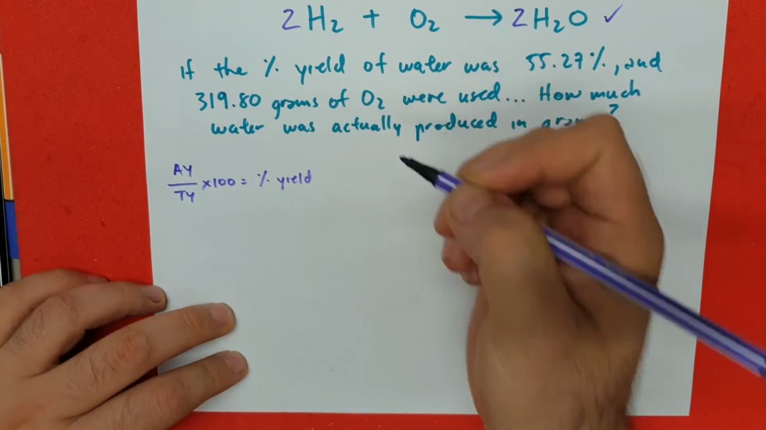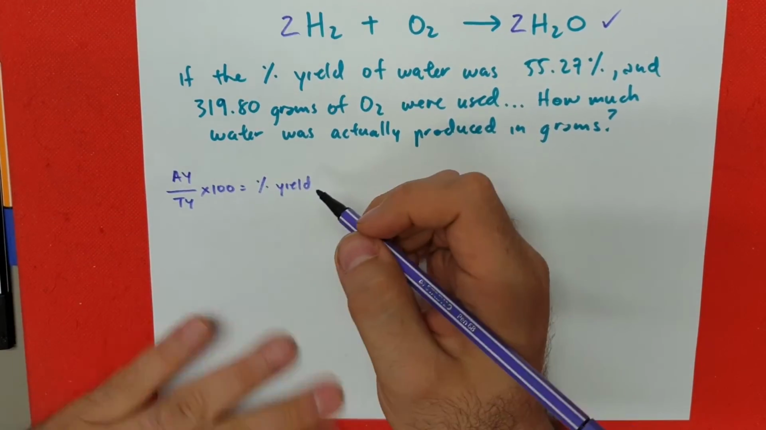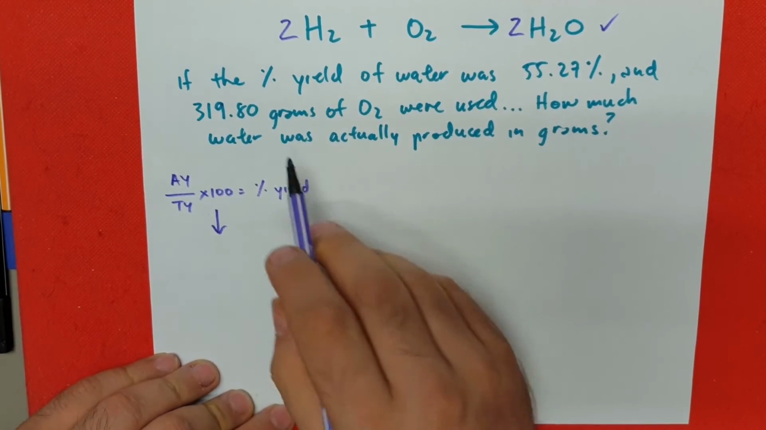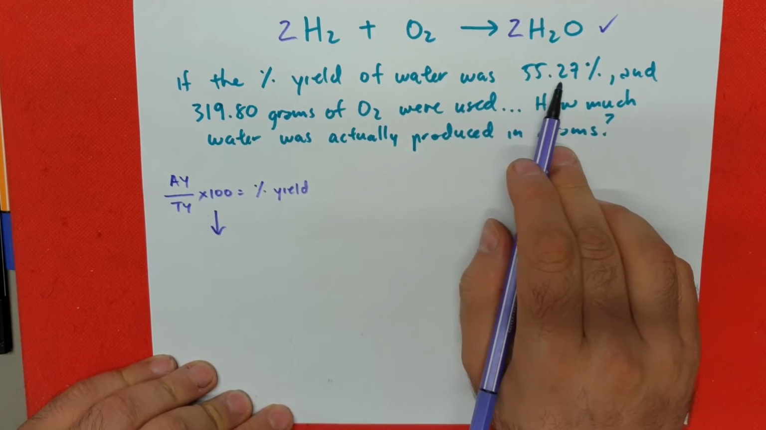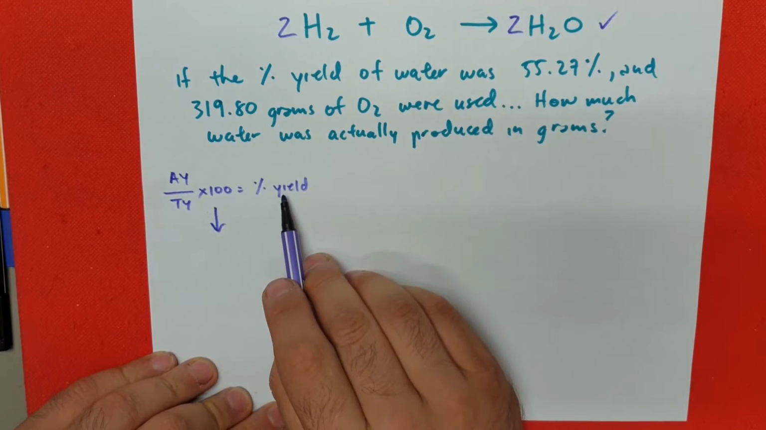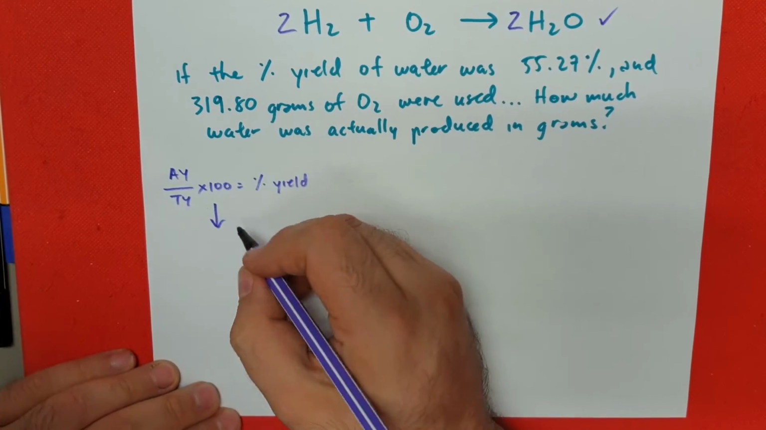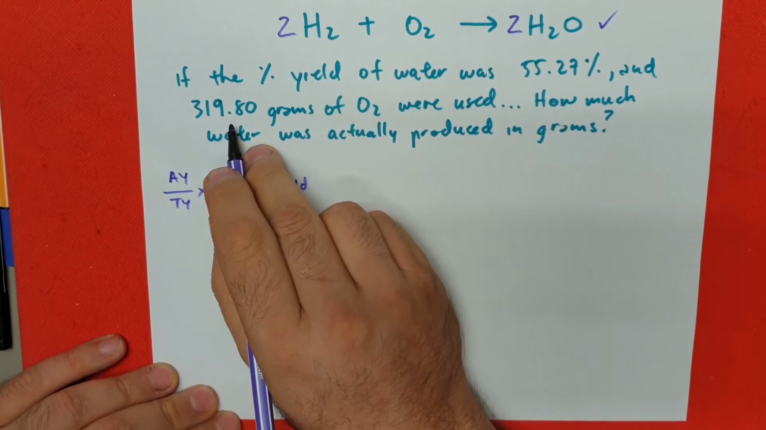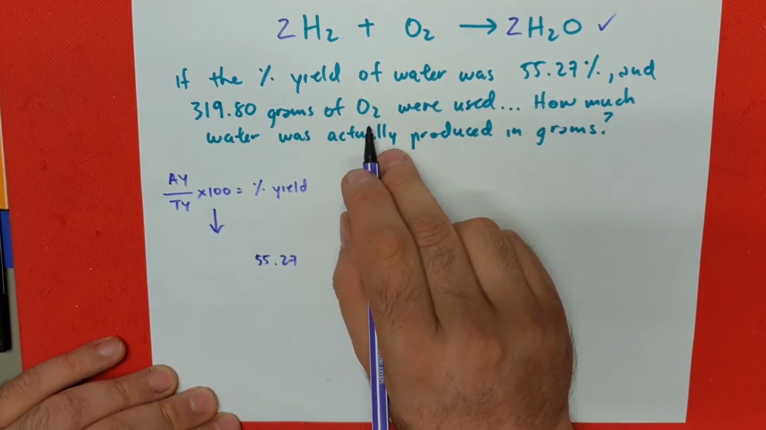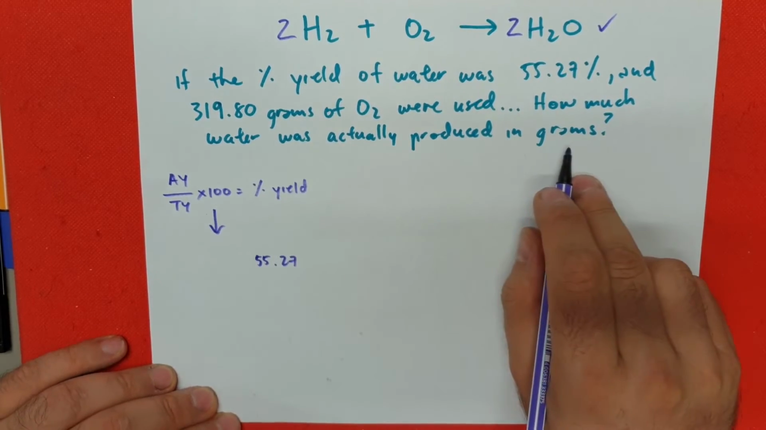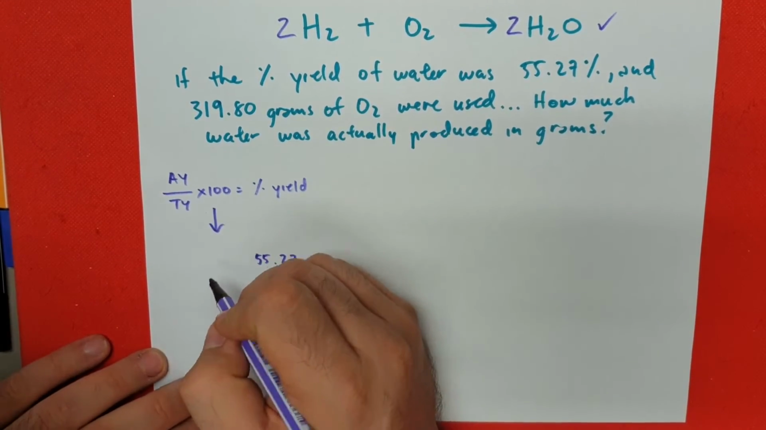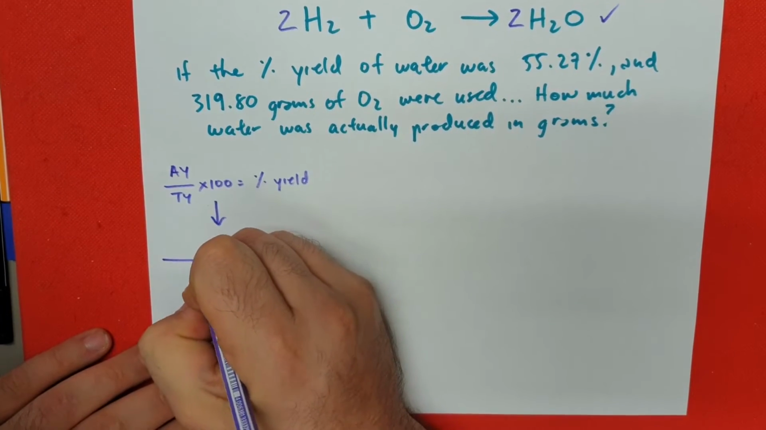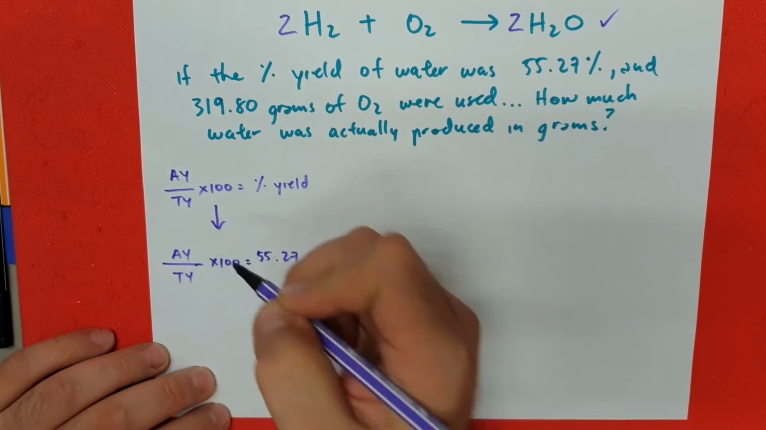Okay? So what I'm going to try to do here is the algebraic manipulation so that we get our answer right away at the end. So what we're looking for is, if the percent yield of water was 55.27, which we already have, let's just plug it right there, and 319.80 grams of oxygen were used. How much water was actually produced in grams? So we don't have all the pieces of information here. We only have the way to calculate theoretical yield.